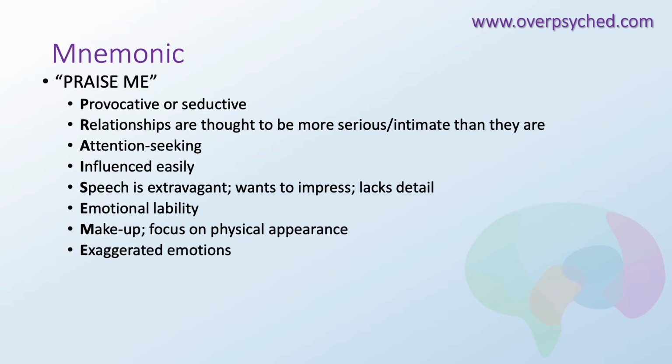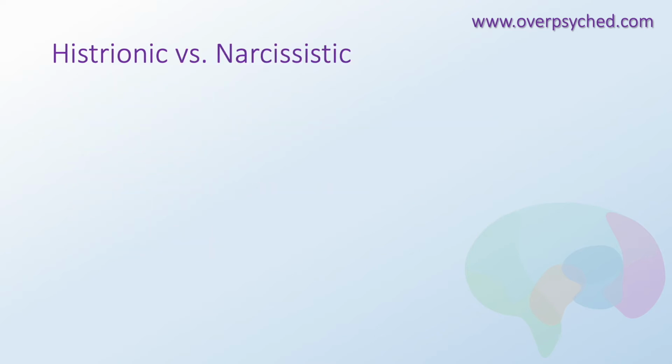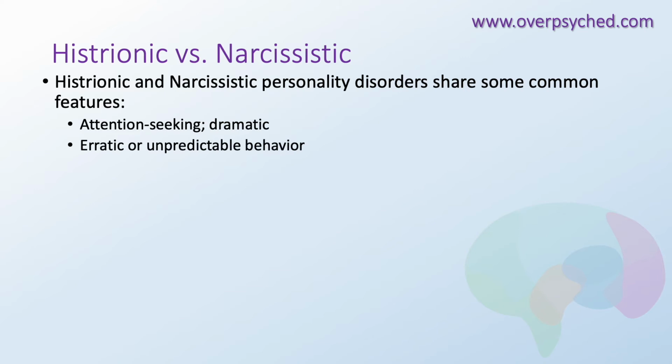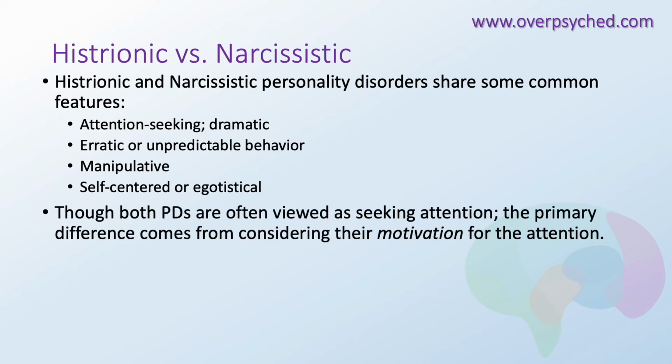And now that we have described some of the common features of histrionic personality disorder, let's compare it to narcissistic personality disorder. Histrionic and narcissistic personality disorders share some common features, such as attention-seeking or being dramatic, erratic or unpredictable behavior, manipulative, and self-centered or egotistical. Though both personality disorders are often viewed as seeking attention, the primary difference comes from considering their motivation for the attention.